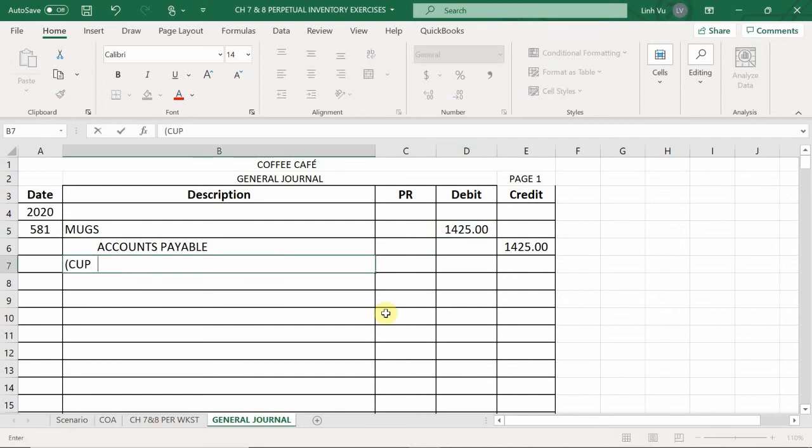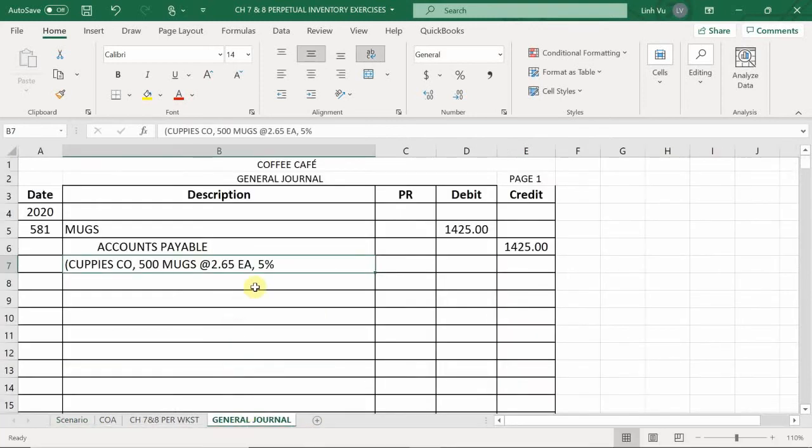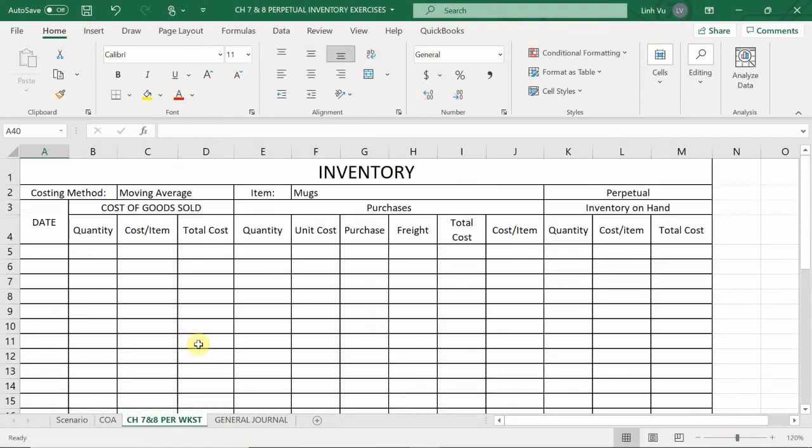And of course, I'm going to make my note here saying that I purchased this from Cuppies Co. And that I bought 500 mugs at $2.65 each. And that I was given terms of 5%, is it 15 net 30? 5%, 15 net 30, yes. Okay. So now we're going to plug that information into our inventory table.